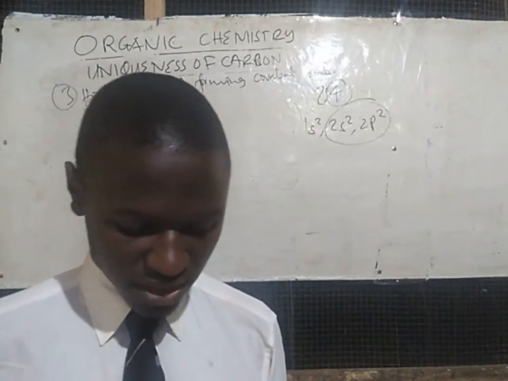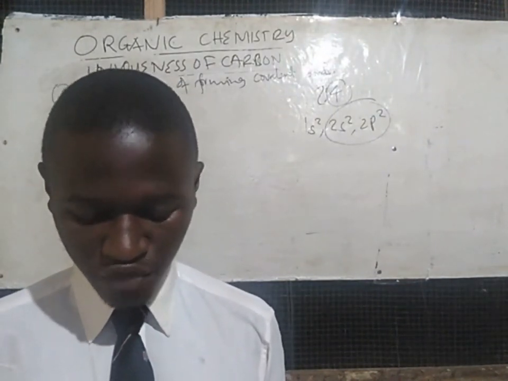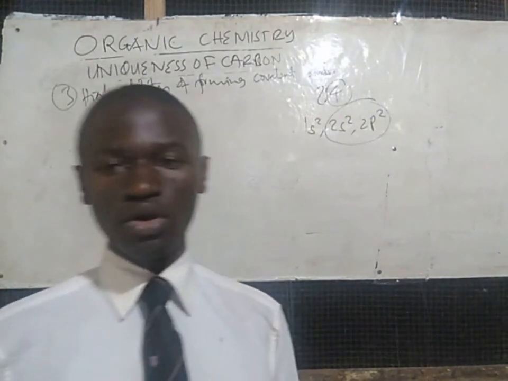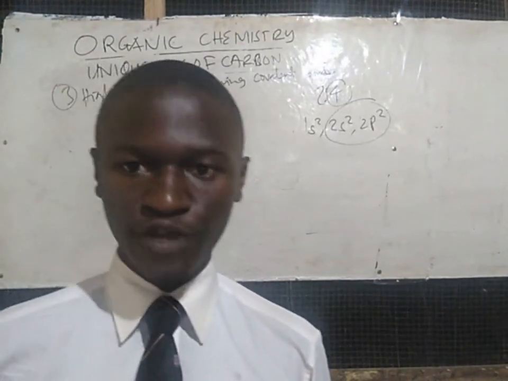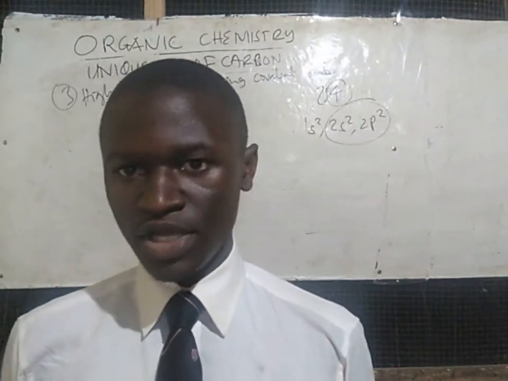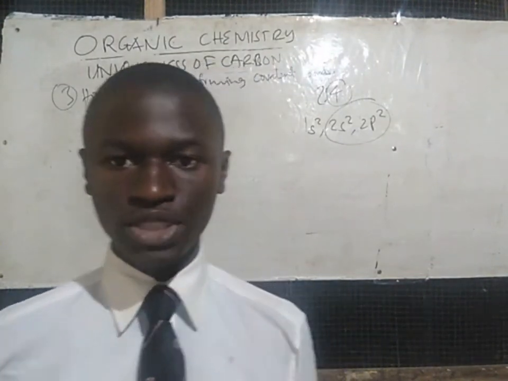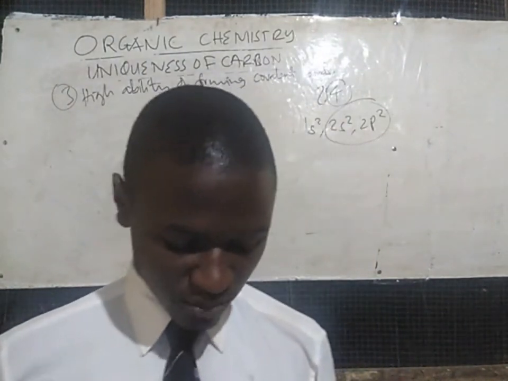So what we are saying is that carbon, having 4 valence electrons, in forming an ionic bond must either gain 4 electrons or lose 4 electrons. So it is impossible for carbon to form an ionic bond. It normally forms covalent bonds.